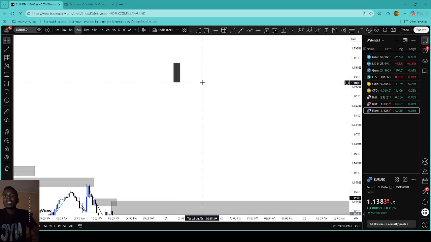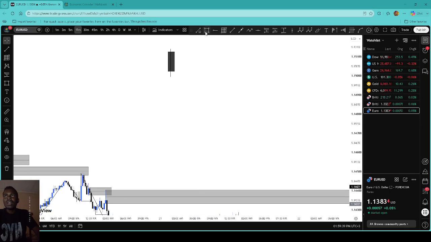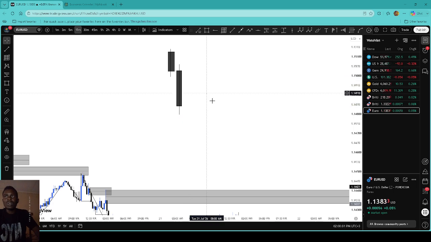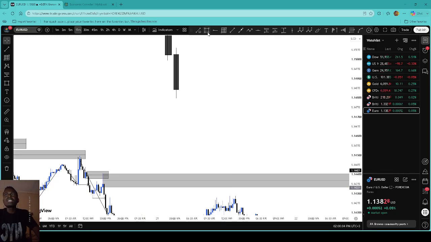and then we have its wick. And then price opens another bearish candle, moving impulsively to the downside. Now we have a wick, so we have that wick over there. Then the next candle opens again and then moves down again.